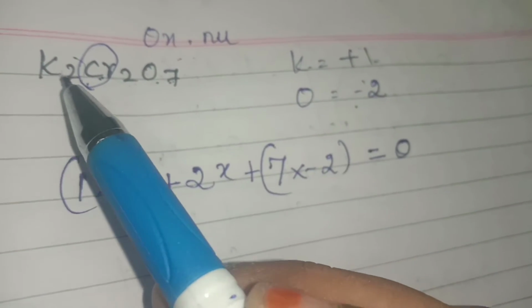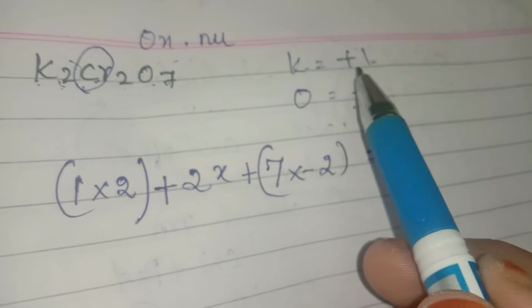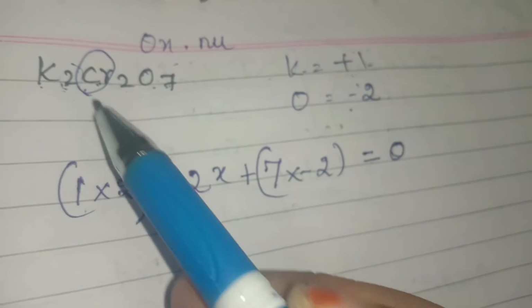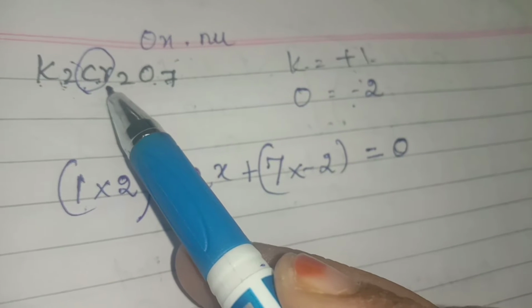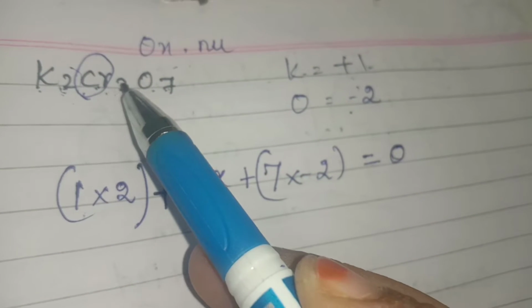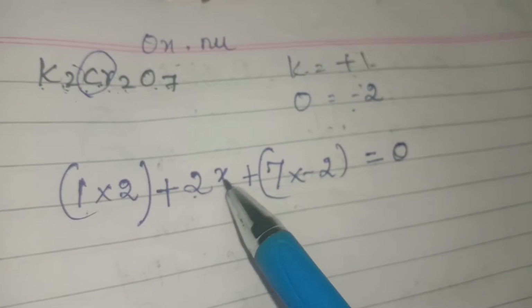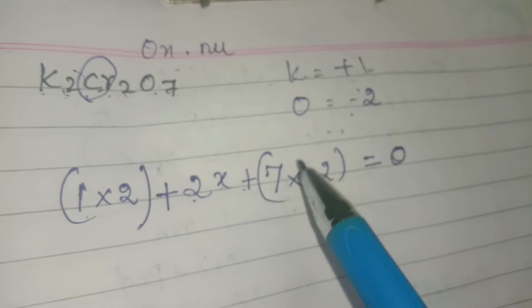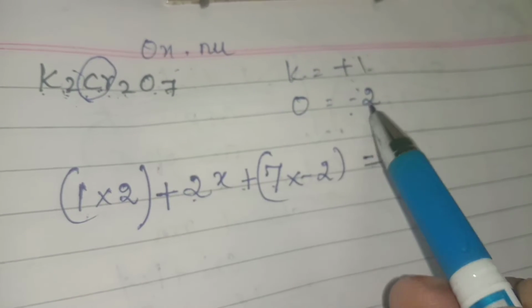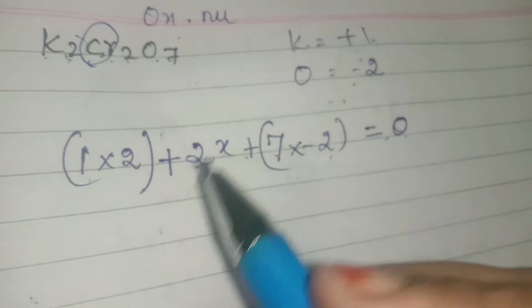Again I will repeat. The value of potassium is 1. So 1 into here 2 is present. So 2 plus. The chromium value we don't know. So we are writing X. Here 2 is present. So we are writing 2x plus. This 7 is present here. 7 into oxygen value is -2, which is equal to 0.